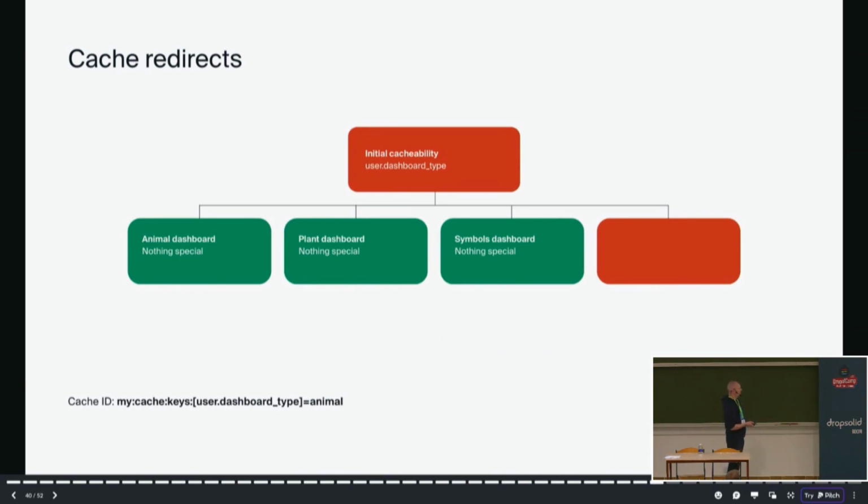When we go to the variation cache with our initial cacheability, we're going to create one of those strings that we saw before. It's at the bottom: my cache keys user dashboard type equals animal. So we talk to the regular cache with this long string, and we find animal dashboards. It works the same for plants and symbols. But now it's daytime, and I'm going to show the sun. Can I store the sun in that little orange square on the right? I can't, because then my cache key would be user dashboard type equals space, and I'm showing the sun.